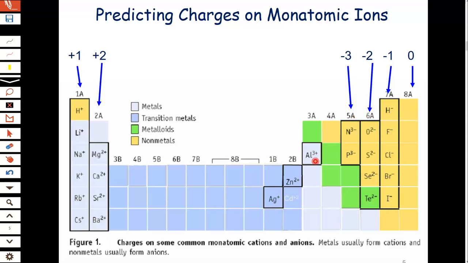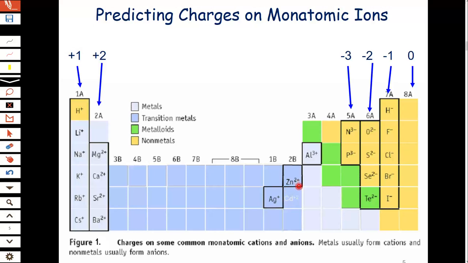Aluminium is a metal in the 3rd main group. It always forms a positive 3 ion. Zinc and silver are metals in the transition metals. These two also form fixed charge ions always. For example, silver always will form an Ag plus ion, and zinc always forms a Zn2 plus ion.